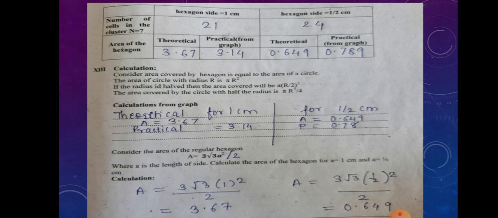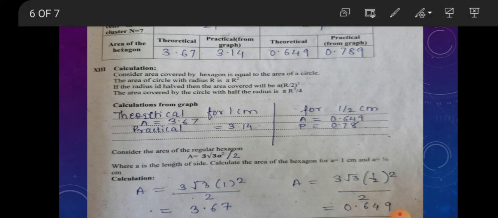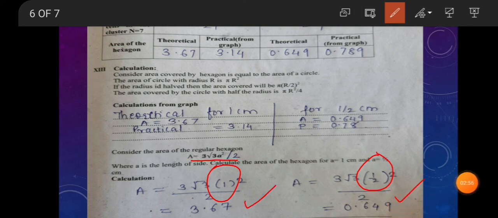So if you substitute the value of a, for the first it is 1. We will substitute 1 as the value, and you will get 3.67. Then you have the value as half. First you will be substituting over here. This is the formula of the regular hexagon. Then for half, you will be substituting this, and you will get this value. For 1, you will get this value. So these are the theoretical values.